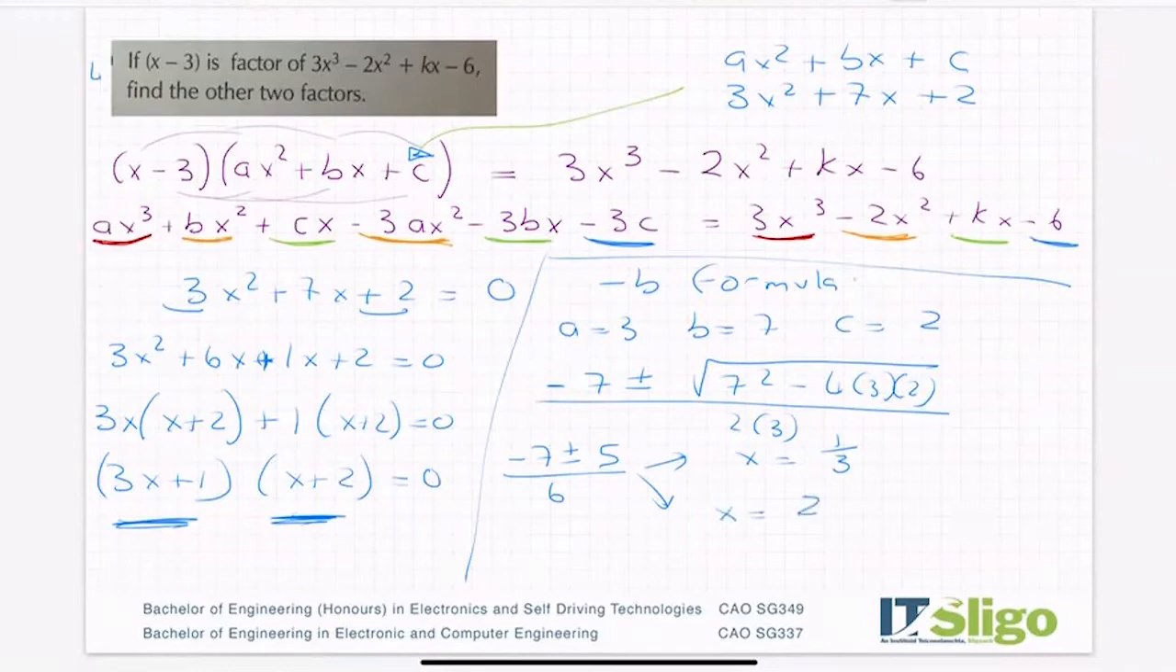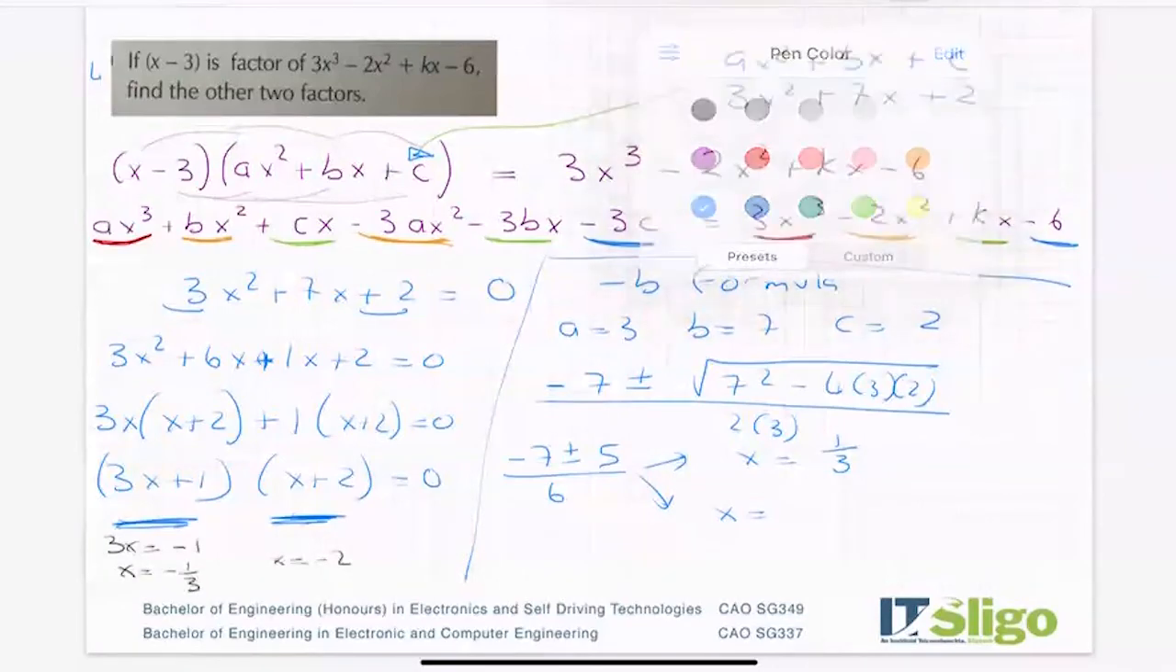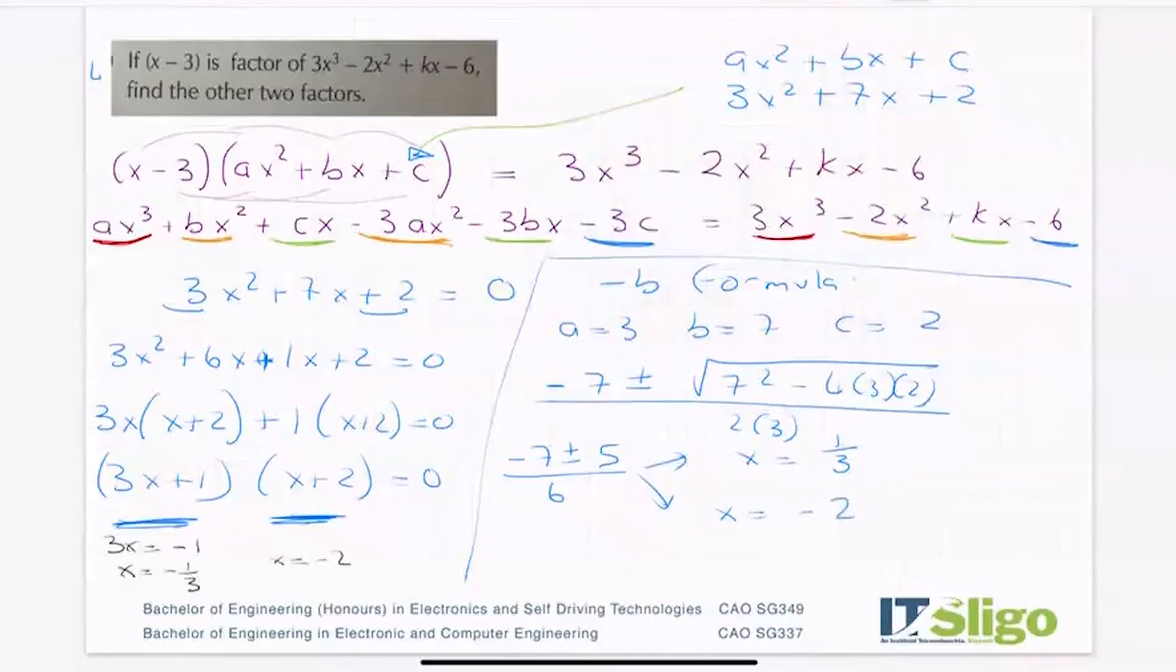So what the minus b formula gives you, and this is why I want to do this one, is the solutions. So it would be as if I solved this. Minus 1, x is equal to minus a third. That's actually really hard to see. Let me do it in black. 3x would be equal to minus 1, x is equal to minus a third, and x would be equal to minus 2 there. So the minus b formula gives you the solutions.